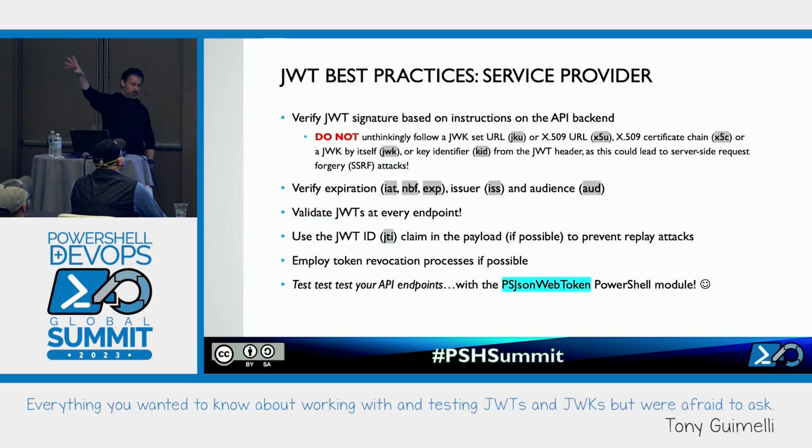First off, verify your signature and do not use the header for validation instructions under any circumstances. Do not blindly follow X5U, X5C, JWK, JWK URI. Don't. Have all that configured on your backend, all of it. The slight corollary to this is the key identifier: I have a JWT signed with X, just so you can do the matching and say, okay, this was signed with this JWK is the thing I'm going to verify against, but that's it. But don't look to the header for validation instructions.